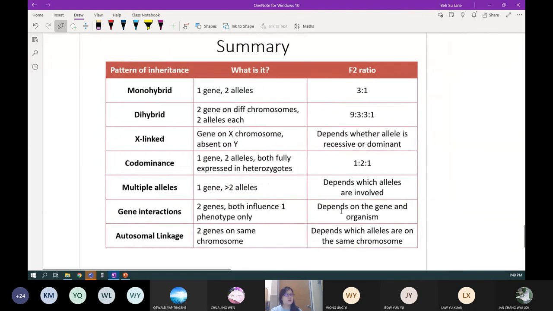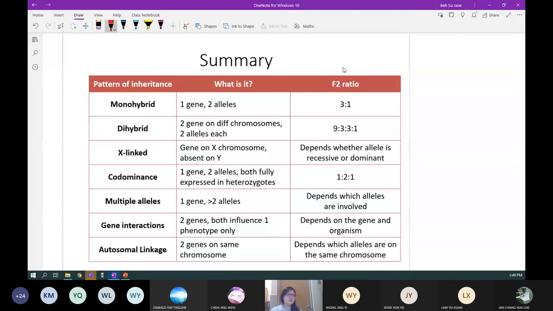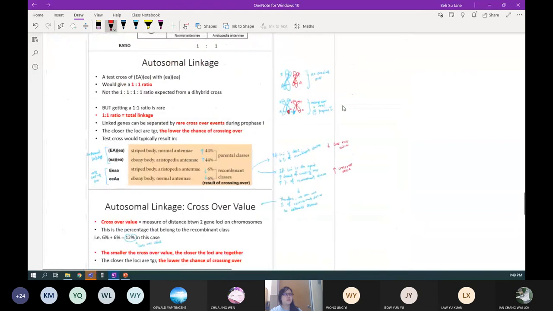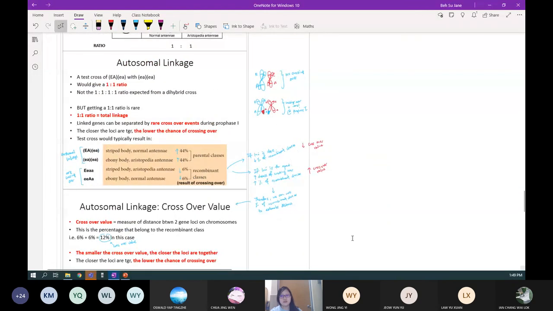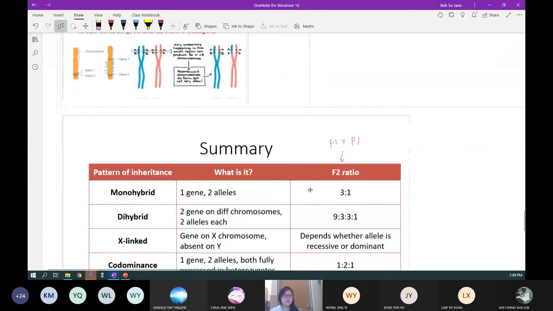Now, F2 ratio is the product of crossing F1 to F1, meaning heterozygotes. Oswald asked whether 44% and 6% are results of a cross. No, that one's an experimental result, not a result of the test. Yes, an experimental result of the test cross, correct.